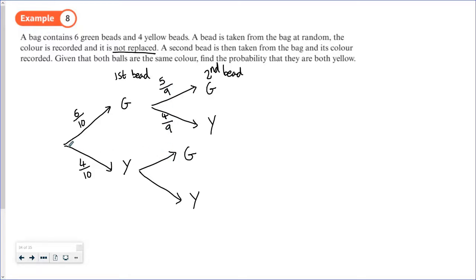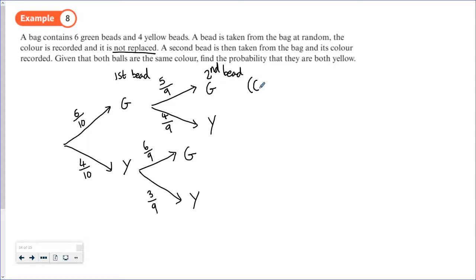Similarly, if I pick out a yellow bead first, then there's going to be 9 beads in the bag, and out of those 9 there's going to be 6 green beads, because there's still 6 green beads in the bag. I've not taken one out. And similarly here, this is going to be 3 out of the 9 are yellow, because we started off with 4, we've gone down the yellow branch, which means we've taken a yellow one out, so we have 3 out of 9. And it's worth noting down, what are these outcomes?